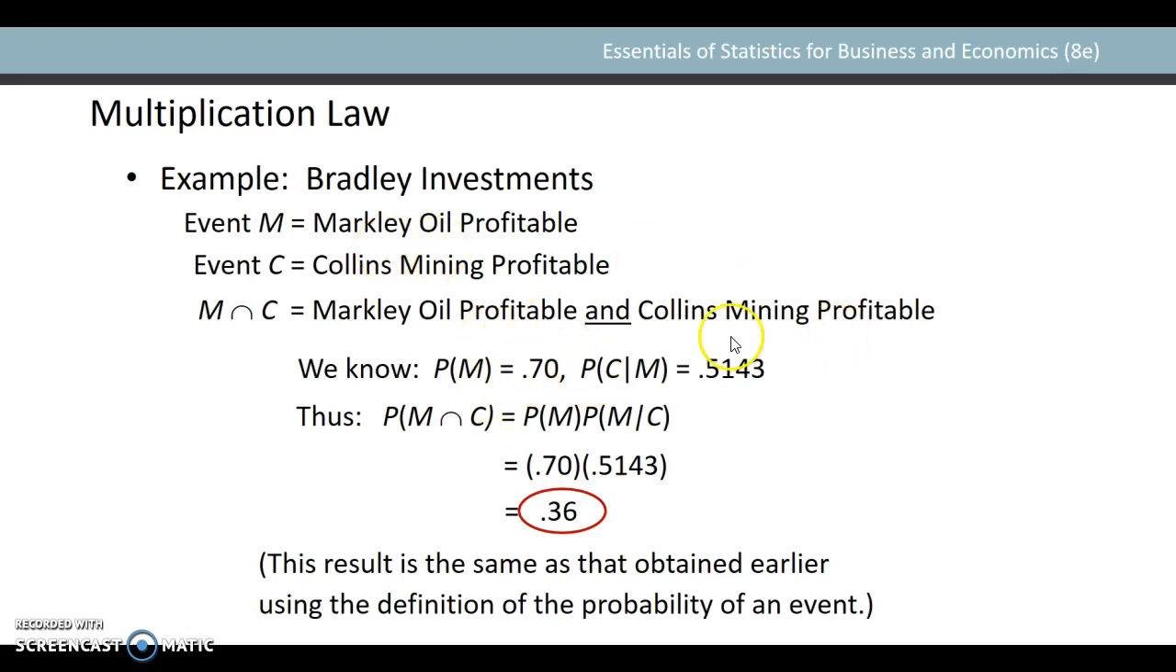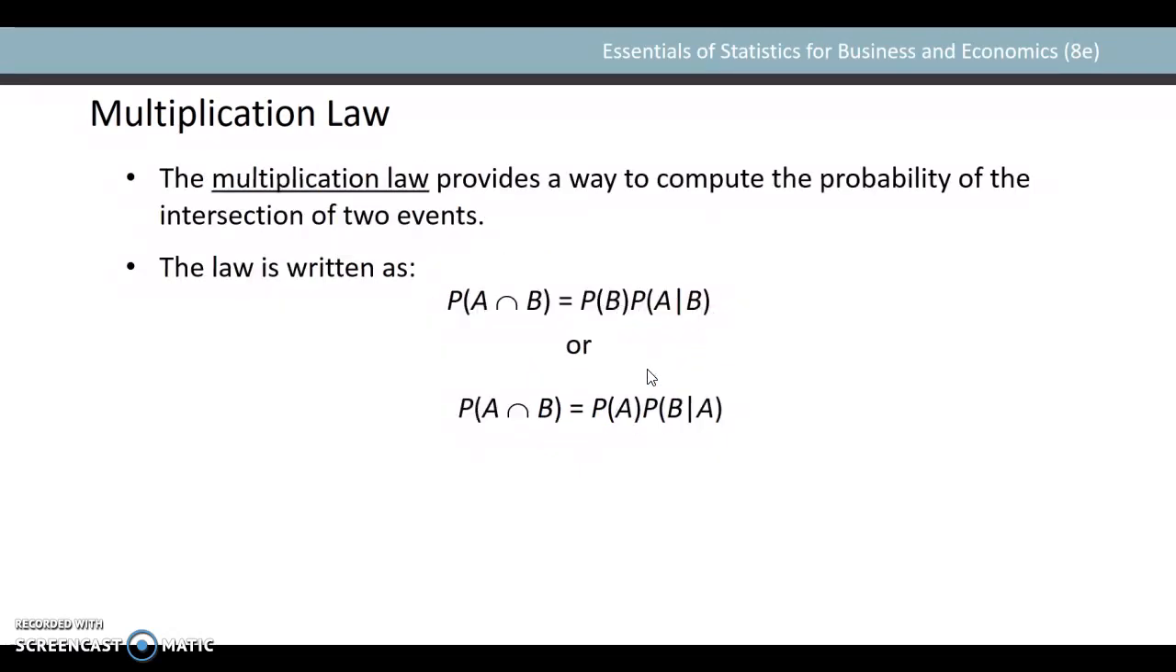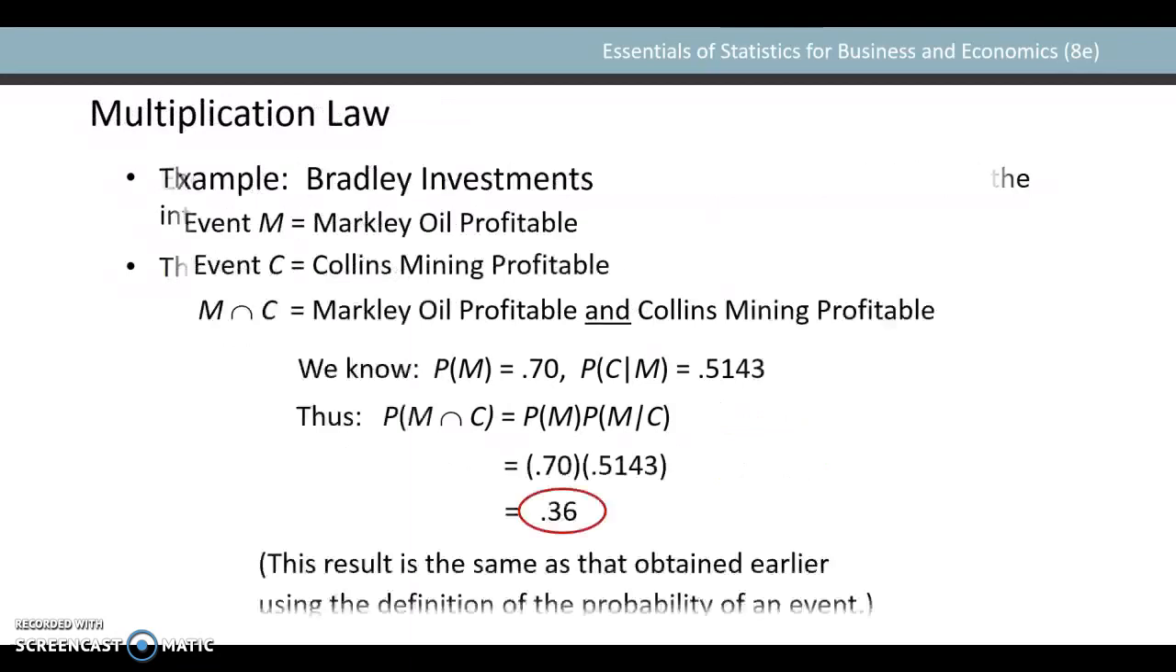So the probability that they're both, Markley and Collins, are profitable. The probability that Markley is profitable was 0.7. The probability that Collins is profitable, given that Markley is profitable, we calculated earlier, is 0.5143. So if we knew those two, but we didn't know the probability of M intersect C, the probability that Markley and Collins are profitable, we could use this information to get that answer.